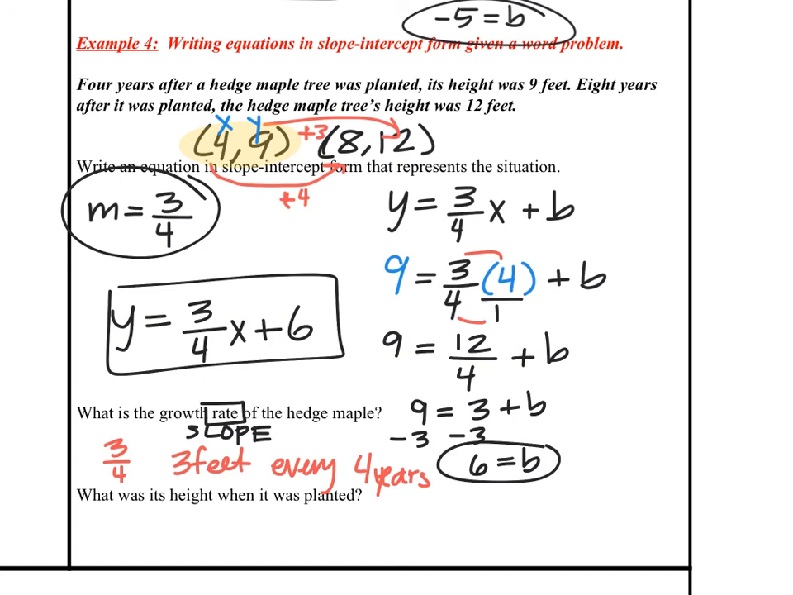Okay, and then what was the height when it was planted? When it was planted is the starting point, so that would be the y-intercept, because it's where it's starting. So that would be 6 feet, because before it started growing, it was 6 feet tall.